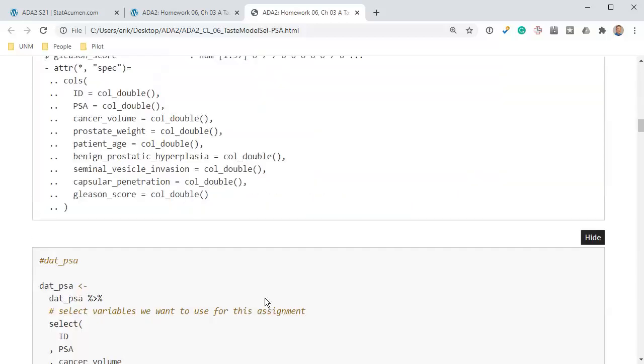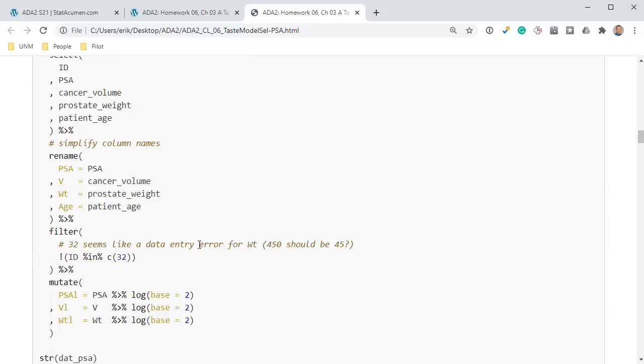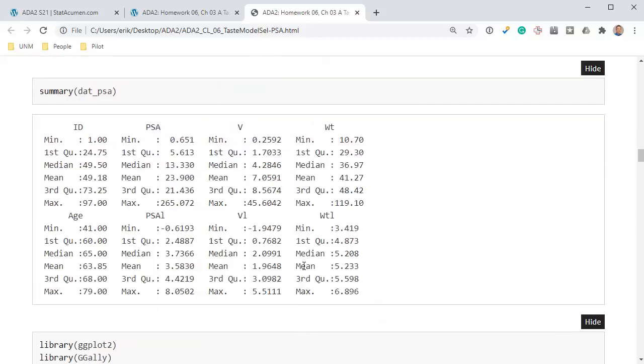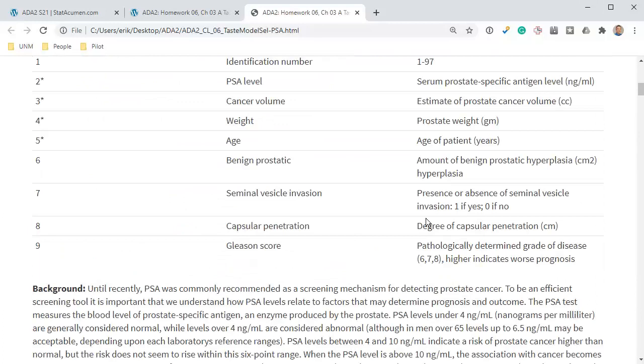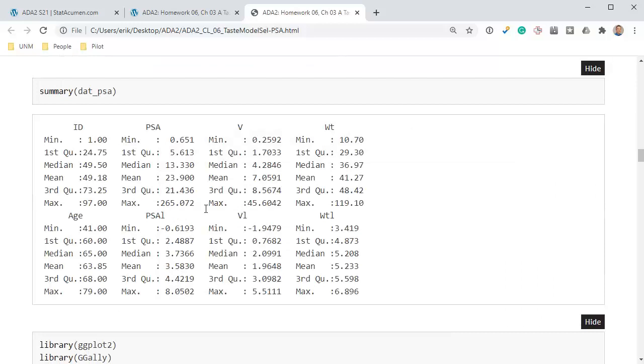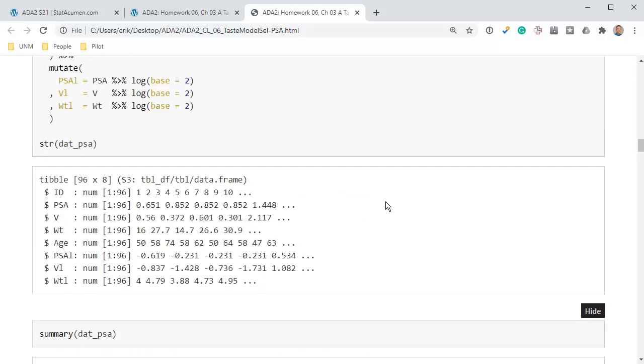We did remove an observation early on because it had a very large weight. Now you could make the argument that maybe that wasn't a typo, and if it really was 450, you might then say that this applies to people whose prostate weights were less than 120, something like that, so that it's restricted to that range of weights. So that would be my last comment.